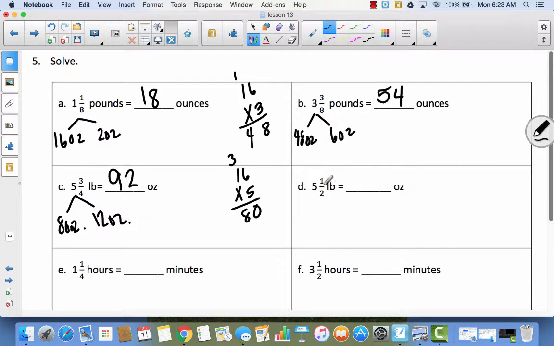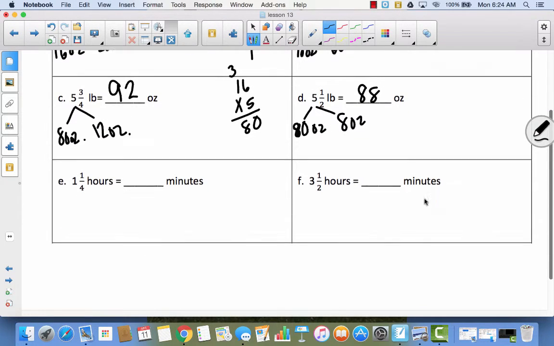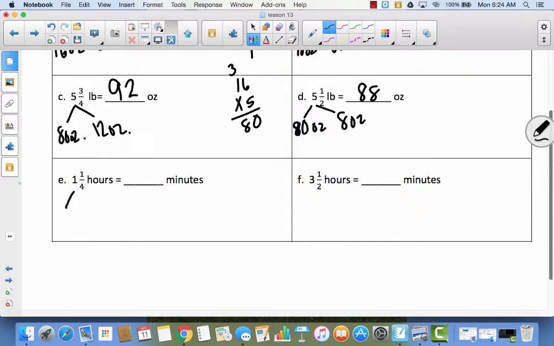All right, so now I have 5.5 pounds. So I already figured out 5 was 80, and a half is pretty easy, right? You just think of what's half of 16, and that would be 8 ounces, and 80 plus 8 would be 88 ounces. All right, so now we're switching to hours and minutes. So I know that there are 60 minutes in 1 hour. Do you remember how many minutes are in a fourth or a quarter? Well, a quarter of an hour was equal to 15 minutes. So when you add that together, you get 75 minutes.